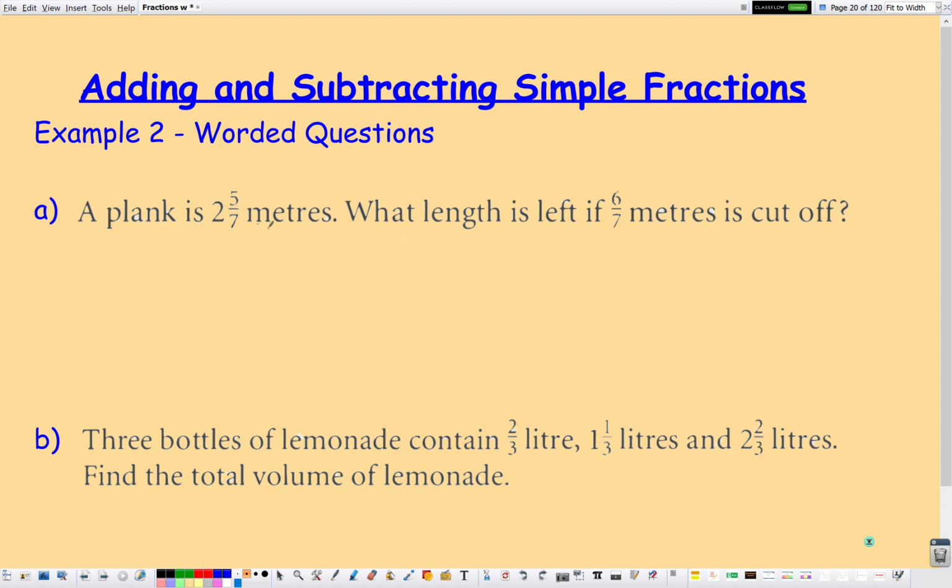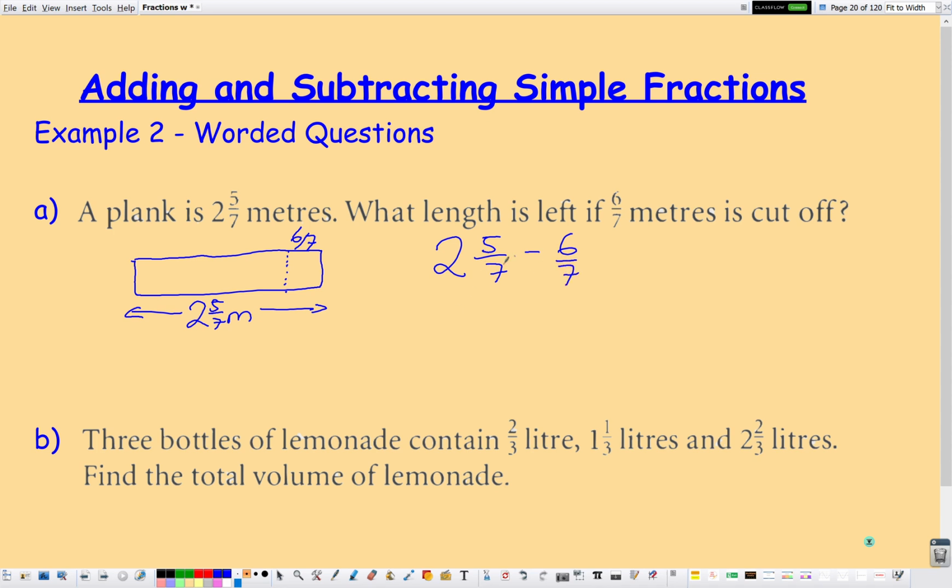So we're not told explicitly whether this is an add or subtract. We have to work it out from the question. Well, if we have a plank of wood, say, let's draw it, plank of wood like that, and that is 2 5/7 meters long. If I'm trying to cut off 6/7, well, that means there will be less remaining when I've cut that bit off. Therefore, this must be a subtraction calculation. So the calculation we have to do is 2 5/7 subtract 6/7.